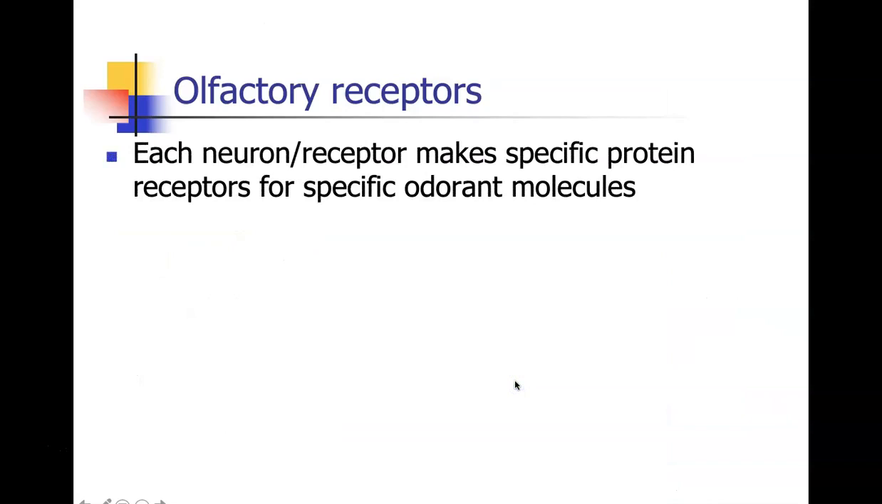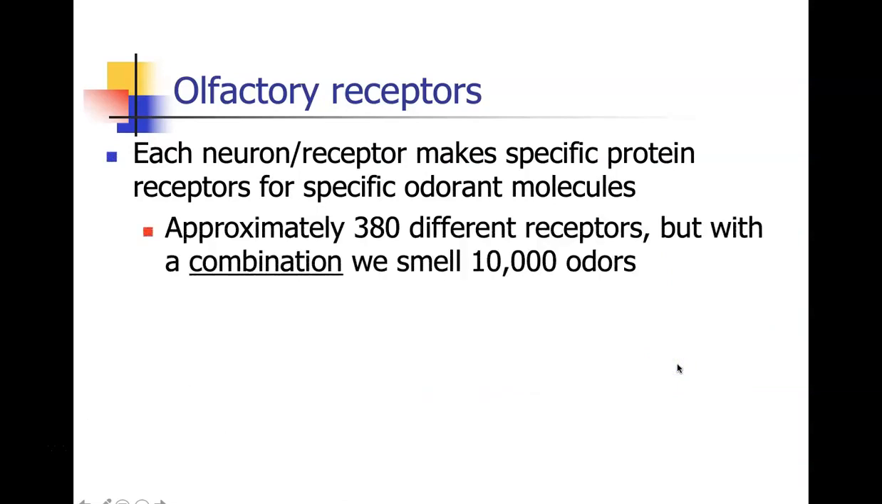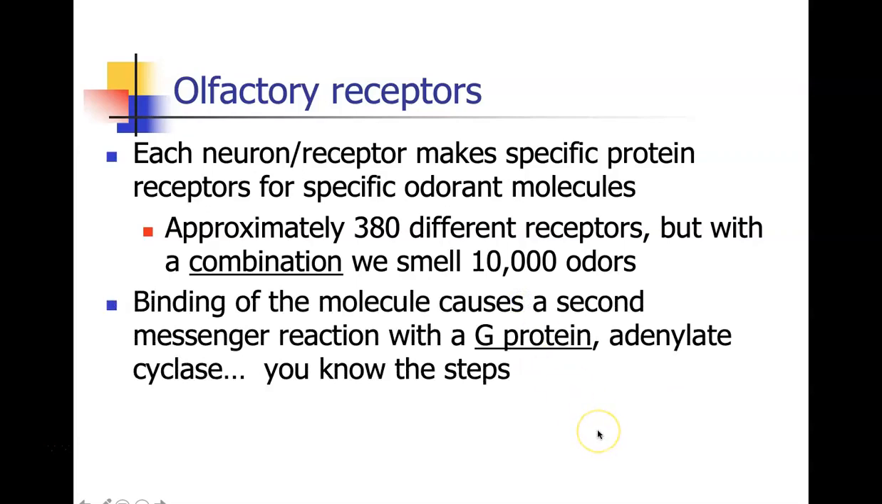Okay. Each neuron or receptor makes specific protein receptors for specific odorant molecules. There are approximately 380 different receptors. With a combination, we can smell about 10,000 odors. Binding of the molecule causes a second messenger reaction with the G protein, and there's adenylate cyclase involved. So you know that whole pathway of the G protein and adenylate cyclase, right? Go back and review that if you've forgotten it too.